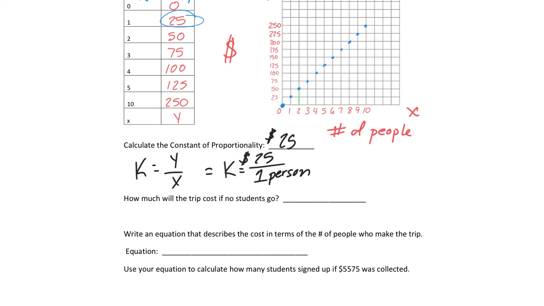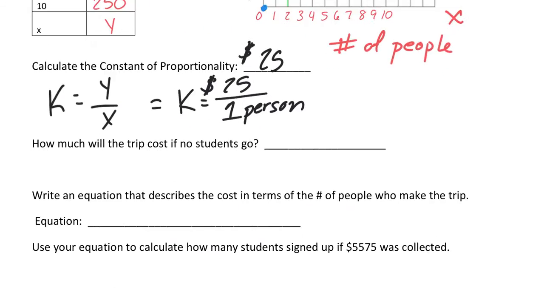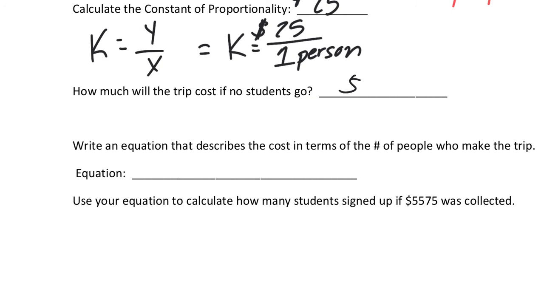Couple quick answers, just like the last time. How much is it going to cost if no students go? $0. Write an equation. It's that y equals k times x. What's our k for this problem? It's 25 because it's the cost for one person. Do not tell me you are taking right now 5,575 times 25.